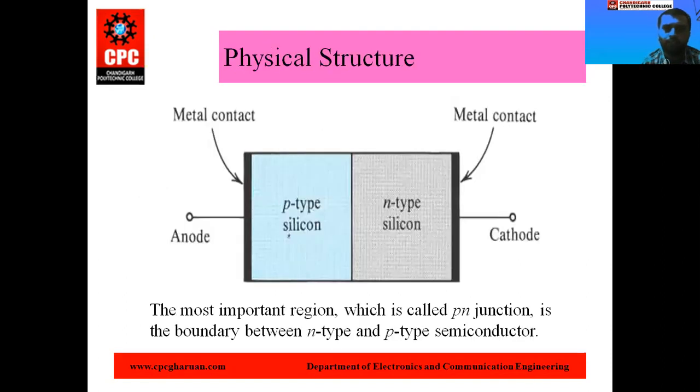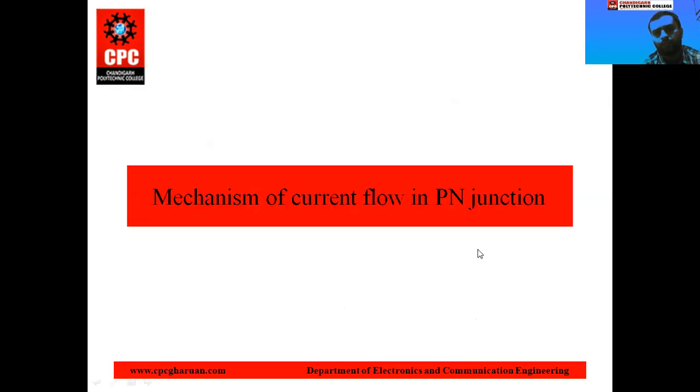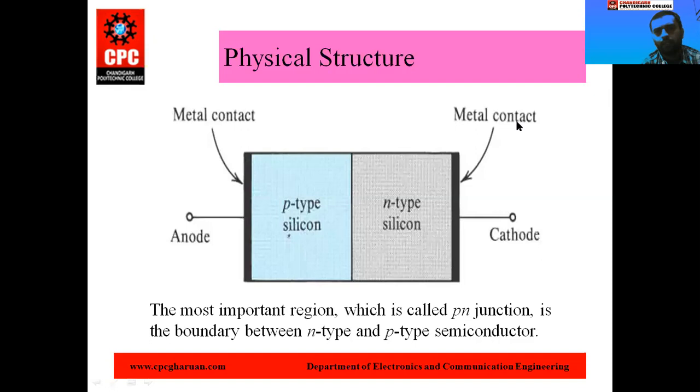This is the physical structure of a PN junction diode. As you can see in the display, there are two types of semiconductor, P-type and N-type. Both are connected and form a device. This is a metal connector, in which the two terminals are connected, anode and cathode. The positive terminal is the anode and the negative terminal is the cathode.